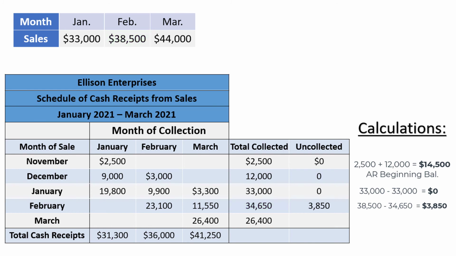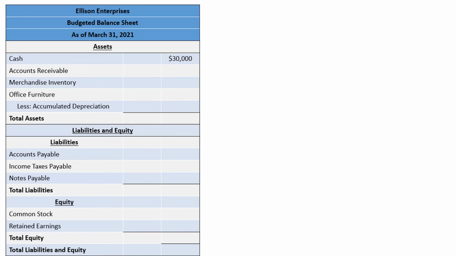The March sales are $44,000. We see from the schedule of cash receipts that $26,400 have already been received from the March sale. Therefore, there is still $17,600 to be collected in accounts receivable, the difference between those two numbers. Adding up the sales that still need to be collected from February and March, we get $3,850 plus $17,600, which equals $21,450, which is our accounts receivable balance on the budgeted balance sheet. So returning to our balance sheet, we can put $21,450 as our balance for accounts receivable.